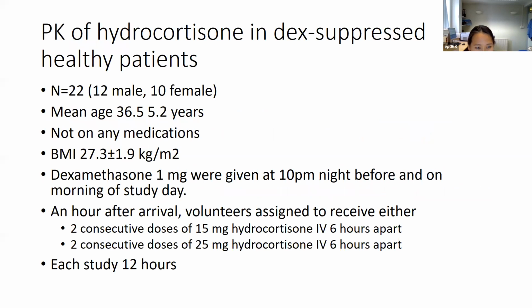So that's their methods. In the first instance, they take healthy individuals, so 22 healthy people, 12 male, 10 female. The mean age is 36.5. They're not on any medications, BMI 27, and they're given dexamethasone 1 milligram at 10 p.m. the night before and on the morning of the study day. And then they come to the study lab, and an hour after arrival, they give them 15 milligrams of hydrocortisone, 6 hours apart. This is one group of patients. And then, actually, all these patients, they give 15 milligrams, and then they give them another time, 25 milligrams of hydrocortisone, 6 hours apart. Each study is 12 hours.